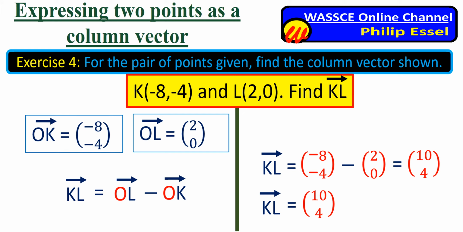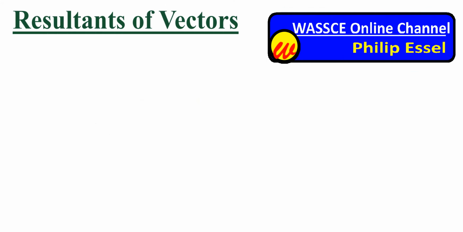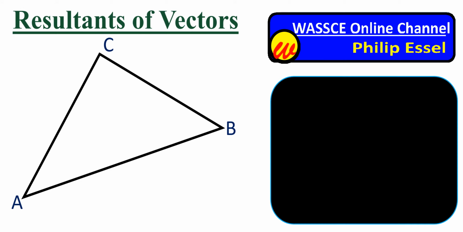Now that we know how to resolve vectors into their component position vectors, let's look at resultant vectors. So on this slide, we are going to look at resultants of vectors. Let's draw the triangle ABC. Now let's assume that this triangle represents 3 towns: the town A, the town B, and the town C, that are being joined together by 3 straight lines to form this triangle.